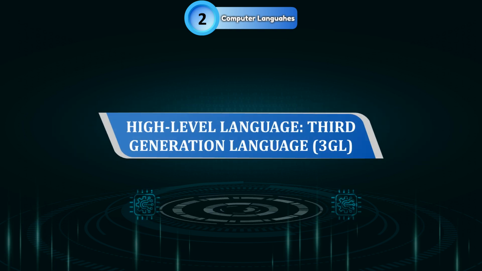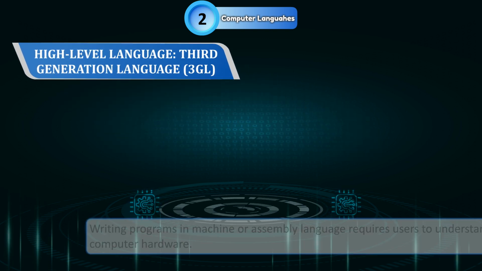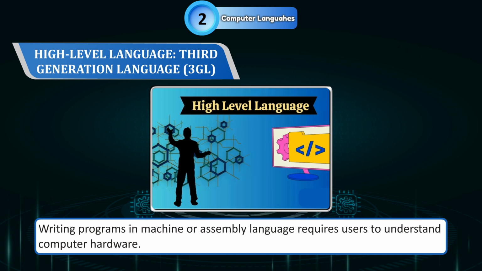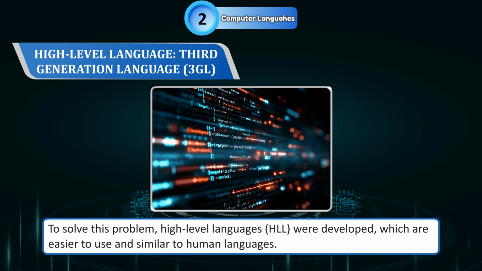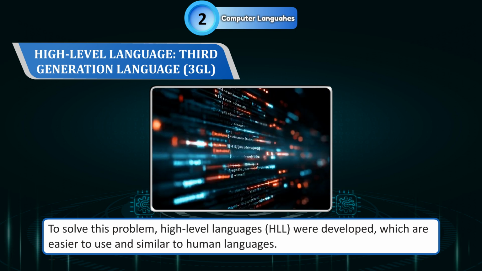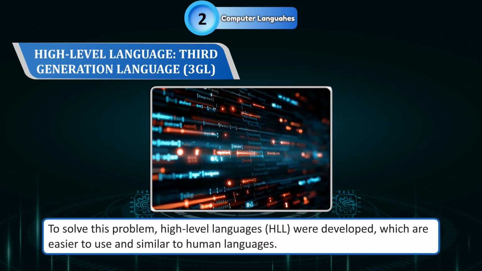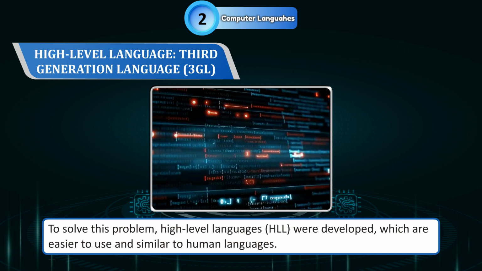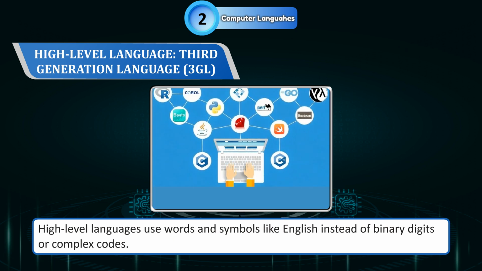High-level language, third generation language, 3 GL. Writing programs in machine or assembly language requires users to understand computer hardware. To solve this problem, high-level languages, HLL, were developed, which are easier to use and similar to human languages. High-level languages use words and symbols like English instead of binary digits or complex codes.